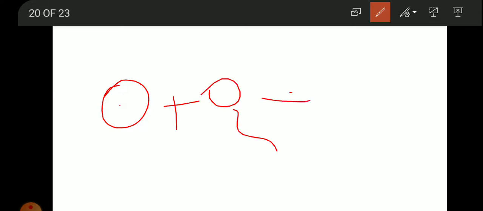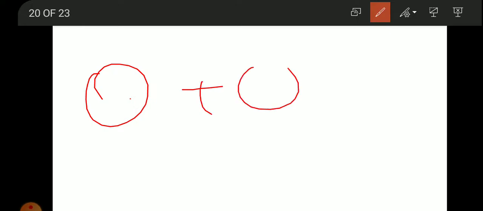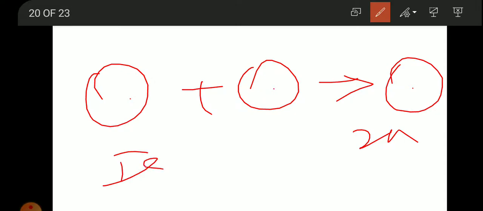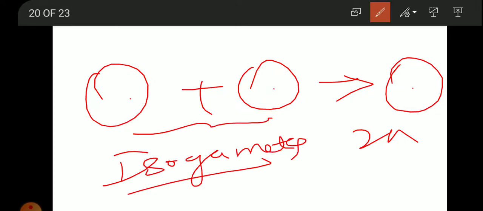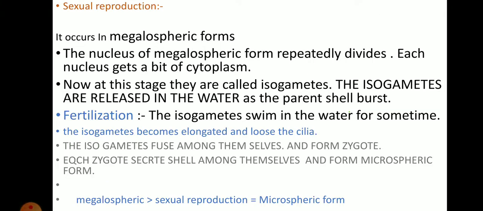Okay, what is the role of gametes? In humans, these gametes fuse together to form a zygote, and here these two same gametes will fuse to form a diploid zygote. These are isogametes, because they are of the same shape and there is no differentiation here. So whatever gametes are formed, they are released into the water.